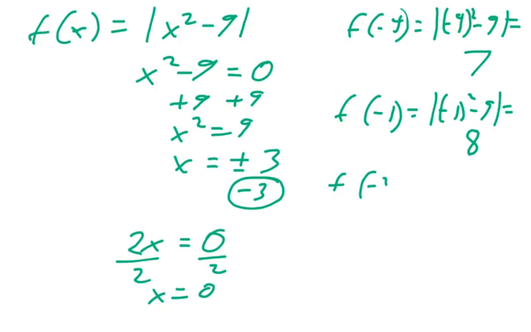And when I plug in negative 3, I get the absolute value of negative 3 squared minus 9, which is equal to 0, which is my minimum, and 8 is my maximum.